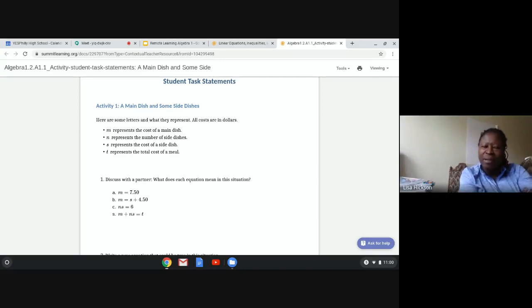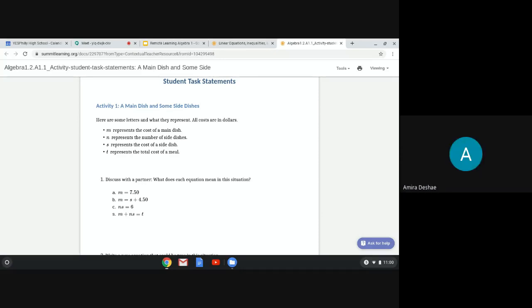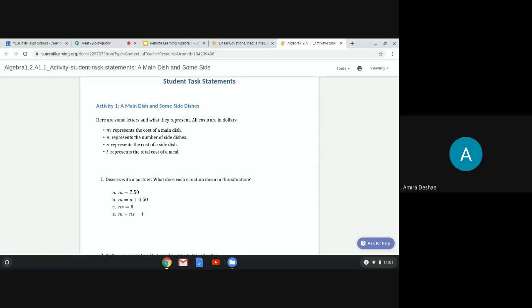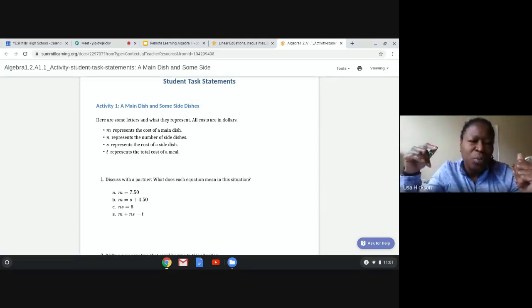No, go the other way, Mira. The cost of the side dish. The cost of the main dish. Just say it backwards. The cost of the main dish is equal to the side dish plus 4.50. Absolutely. That's right. So again, remember, mute yourselves.